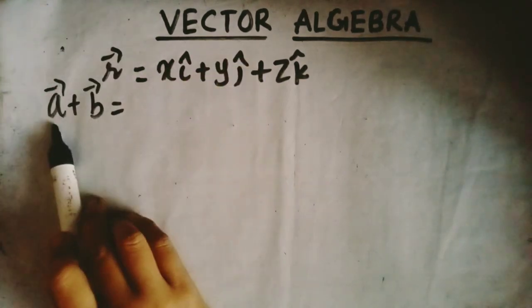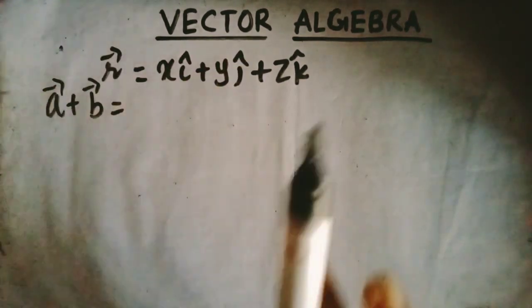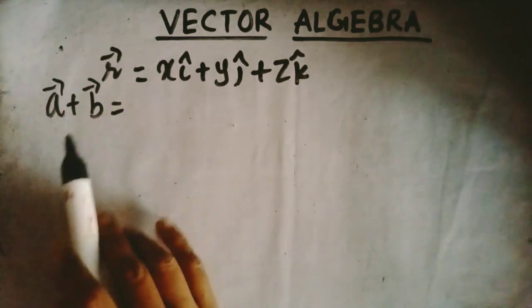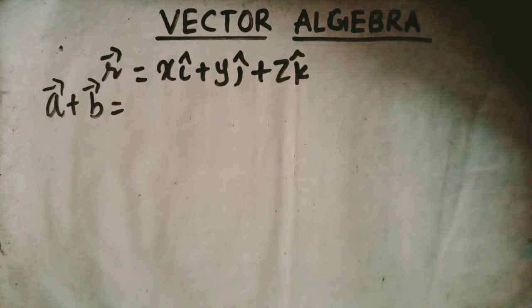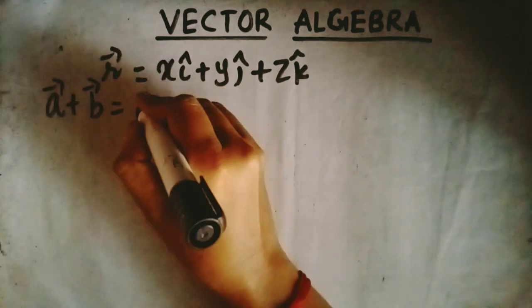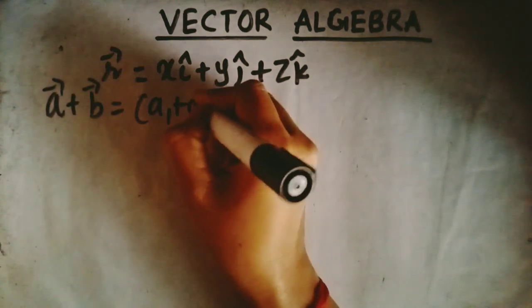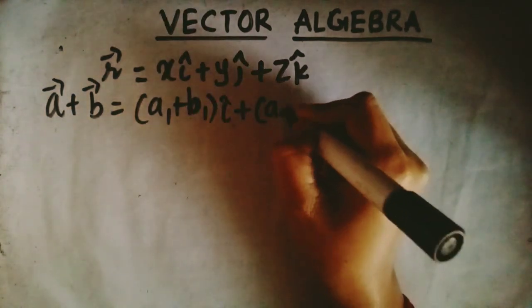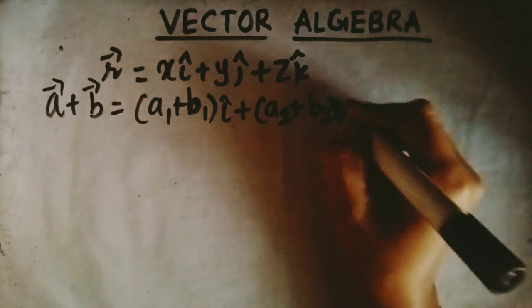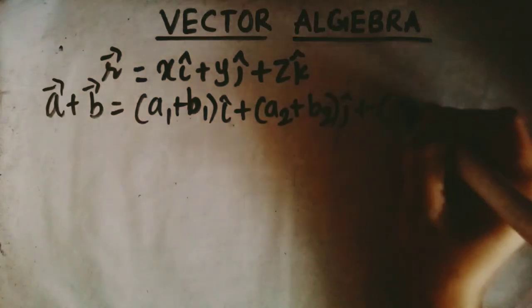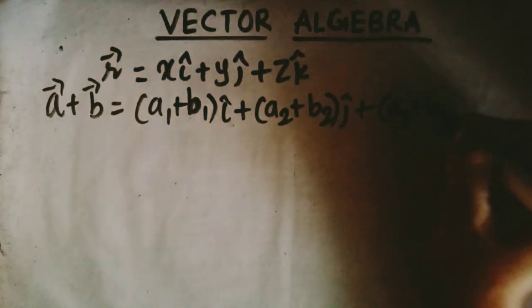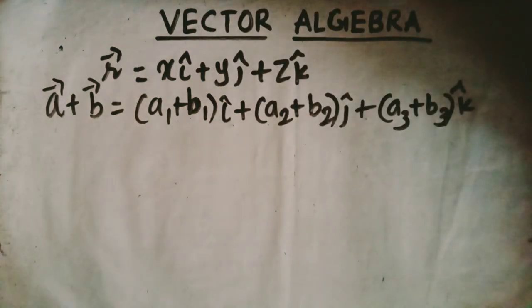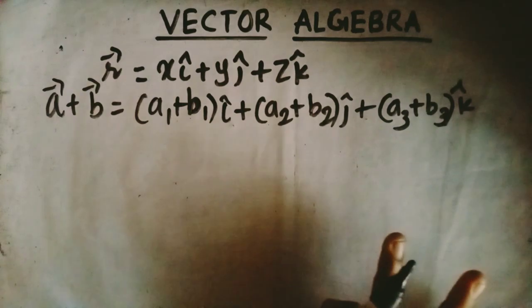Okay, if a vector is a1 i plus a2 j plus a3 k, and b vector is b1 i plus b2 j plus b3 k, then the addition will be (a1 plus b1) i plus (a2 plus b2) j plus (a3 plus b3) k. So it is simple vector addition. Okay, you have to add the scalar components.